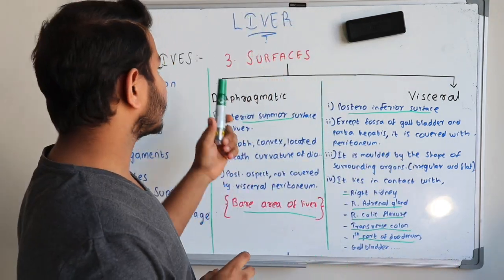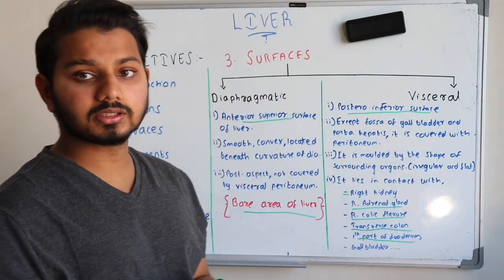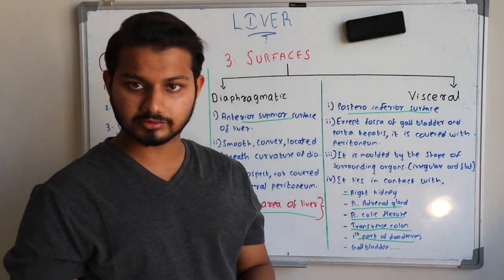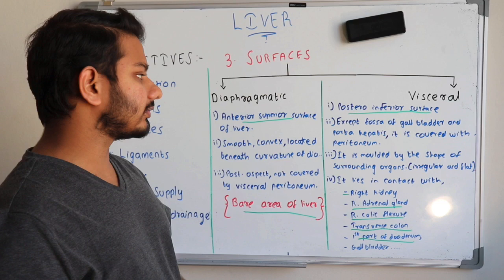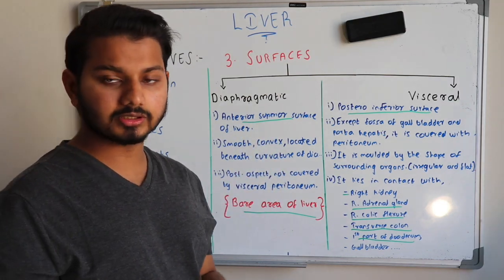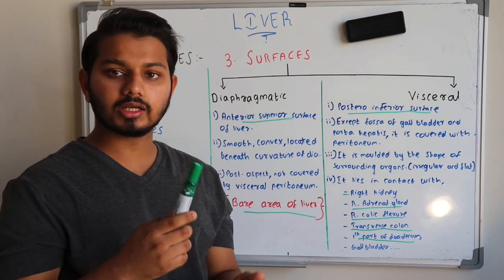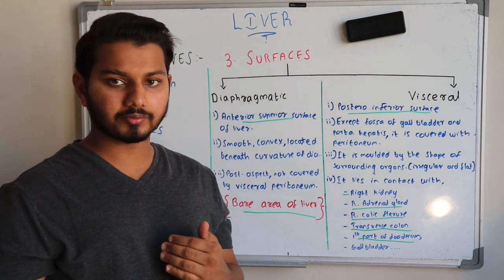Next one we have the surface. The liver has two surfaces. There is a diaphragmatic surface and there is a visceral surface. The diaphragmatic surface is anterior superior surface of the liver. It's the anterior surface of the liver. It's smooth, convex and located beneath the curvature of diaphragm.